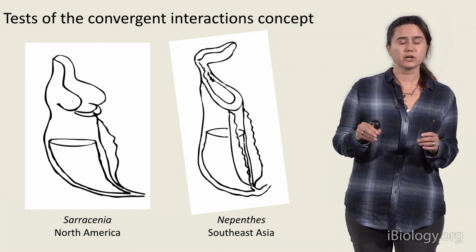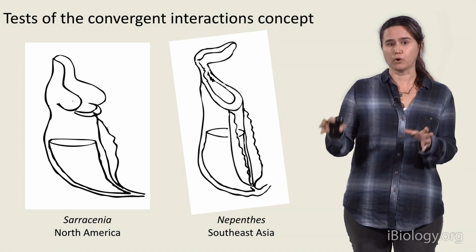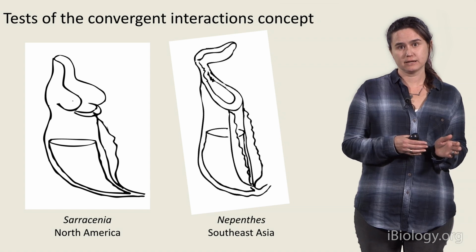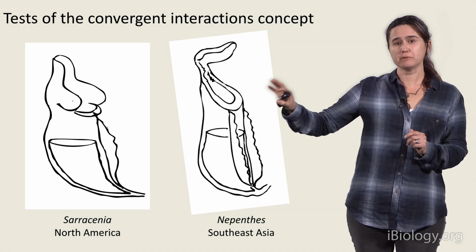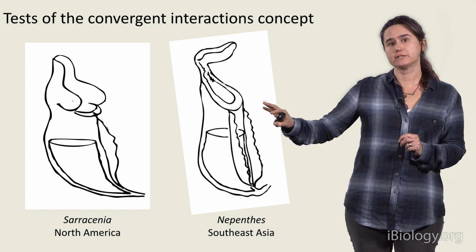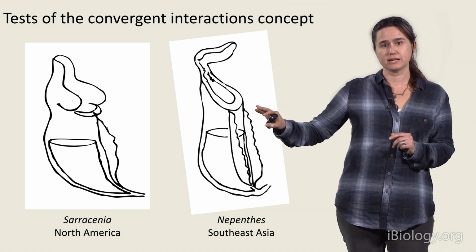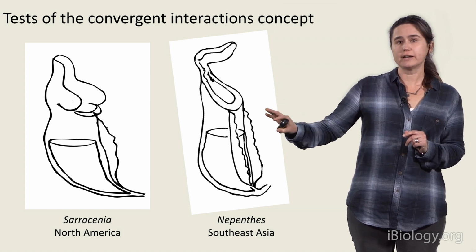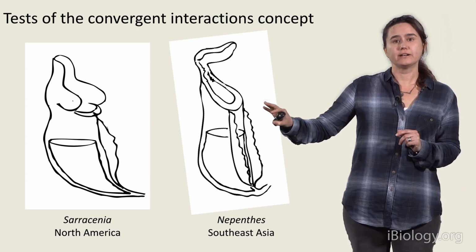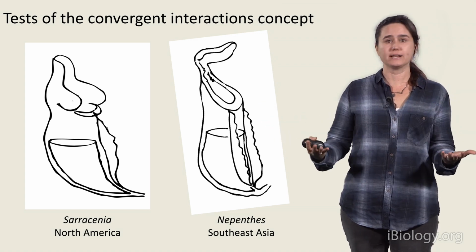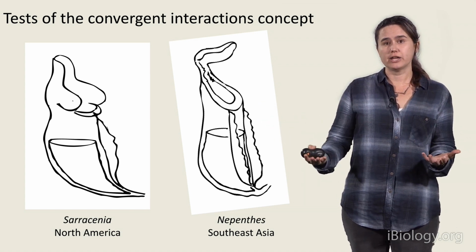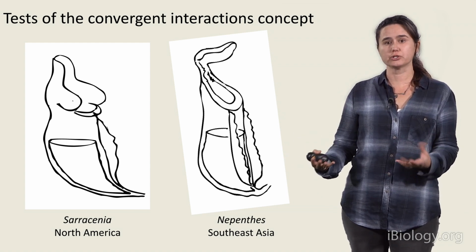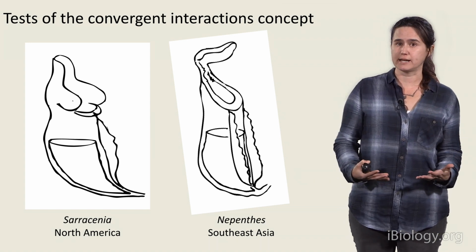convergently evolved forms. The pitcher form of Sarracenia, which is the North American pitcher plant, and the independently evolved similar form of the pitcher plants of Southeast Asia in the genus Nepenthes. Sarracenia and Nepenthes are very distantly related. They're not at all the same kind of plant in terms of what their ancestors are, but they look remarkably alike, as you can see in these drawings. They both form pitchers which house pools of water inside them.